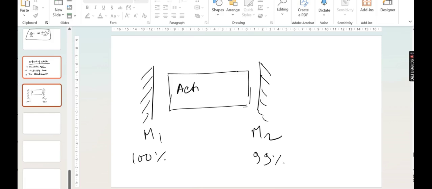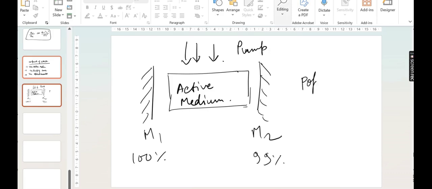This is the active medium, and we need a pump for population inversion. Population inversion is very important. When the number of atoms at E2 is more than the number of atoms at E1, this scenario is called population inversion. That is very important, because after that, the lasing will start.